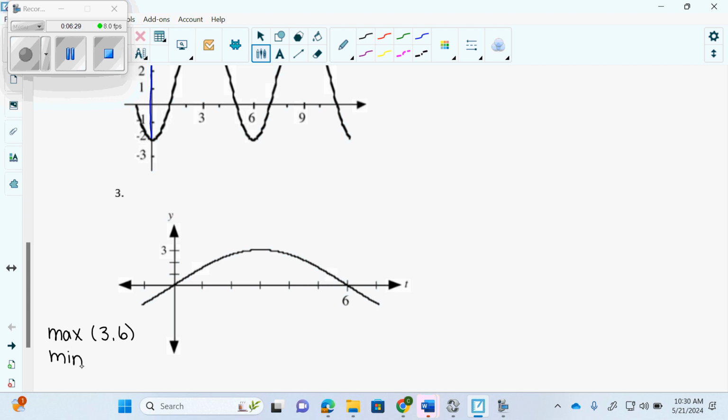That's a lie. At 3, 3, 3, 6. What? At 3, 3. And we have a minimum at 9 and -3. I want you to give me the amplitude. What's the vertical distance from -3 to 3? 6, right? -3, -2, -1, 0, 1, 2, 3.